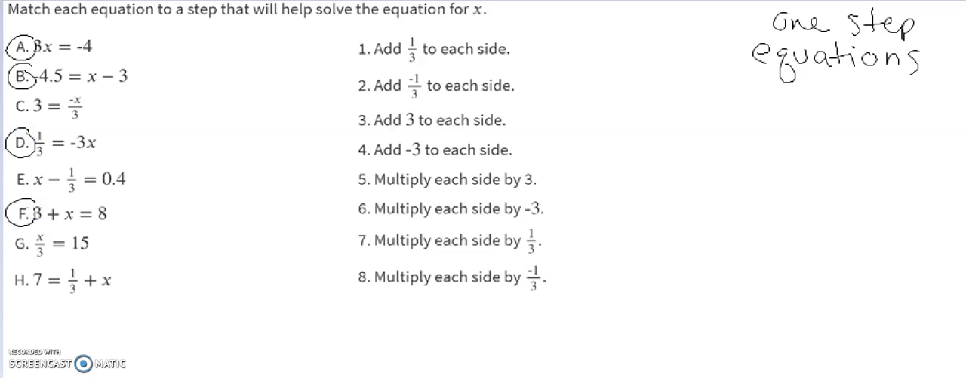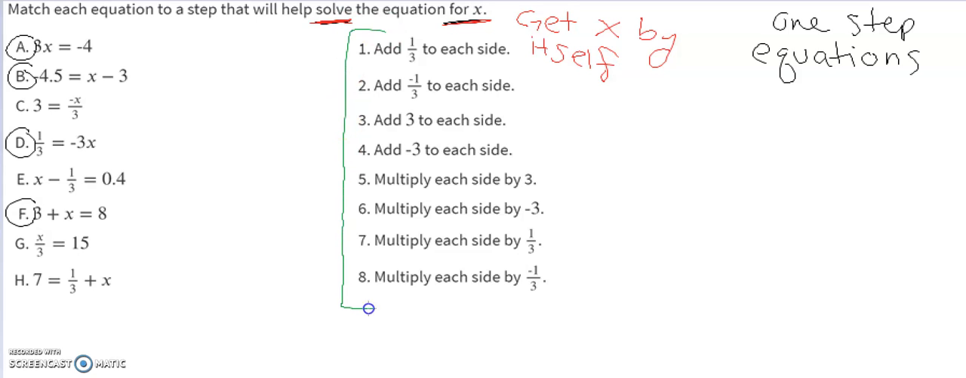All right? So this question is asking you to match each equation, so match each of the letters, to a step that will help you solve the equation for x. So in other words, to solve for x, you need to get x by itself. So they want to know which of these steps you will take in order to get x by itself with each of these equations. So let's take a look at A first.